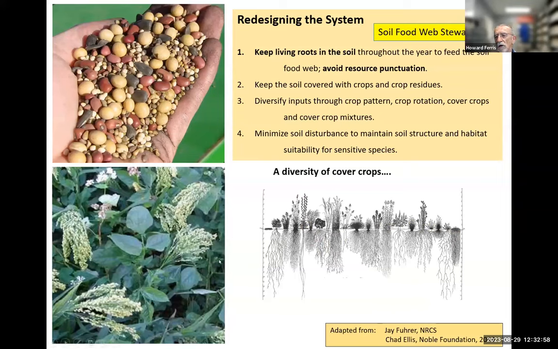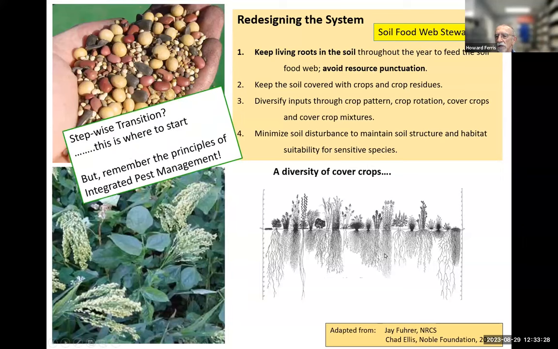And I love these guidelines from the NRCS: using mixtures, keeping living roots in the soil, and avoiding resource interruption, that time when you stop farming in September when you harvest the crop and then wait till next spring to plant. Instead, keep material in the soil to keep the soil populations active, and use a diversity of cover crops. I think this is where to start if you're going from a conventional system back to a more sustainable or organic system. But it's easier not to have gotten to this stage before. It's easier to get from there to here than from here to there.